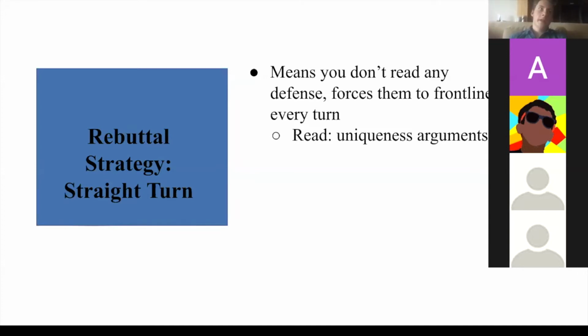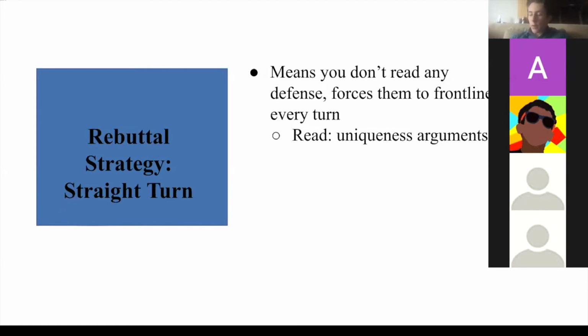So let's think about a contention where, let's say that we're on the topic that the United States should end sanctions on Venezuela. We're thinking about an affirmative argument that says that sanctions are destroying the Venezuelan economy and it's getting worse and worse, and millions of people are in poverty. So that's the argument on the affirmative. The neg side gets up and straight turns this contention.